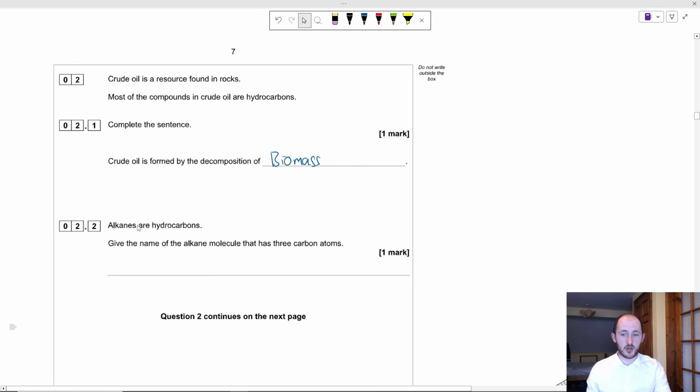Then it has alkanes are hydrocarbons. So again, those are chemicals that only consist of hydrogen and carbon. Give the name of the alkane molecule that has 3 carbon atoms. So because it's alkane, that ending ANE is going to be the last 3 letters of our word, and the first few letters are going to come from this, from 3. So the prefixes go meth for 1, eth for 2, and prop for 3. So it's prop for, which means 3, and then ane because it's an alkane. And then obviously you have all of your other ones after that.